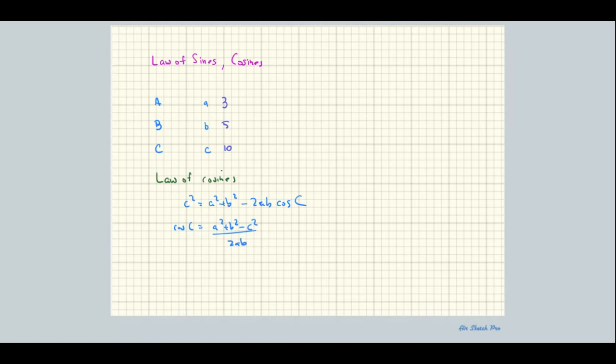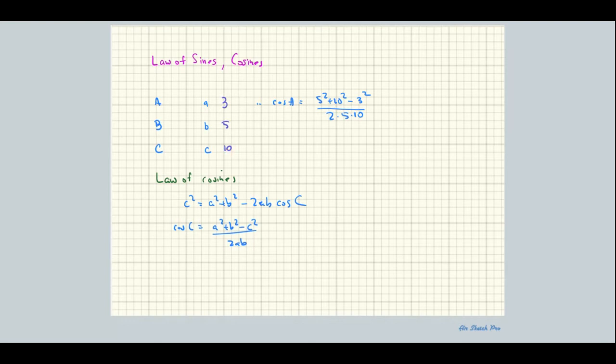Okay. Looking at this one, we're looking for a. Cosine of a is going to be 5 squared plus 10 squared minus 3 squared over 2 times 5 times 10. I plugged in the numbers faster than you normally would, but here's looking at it the easy way. I know I'm looking for a, so I look at the other sides: square plus square minus square, over twice the product.